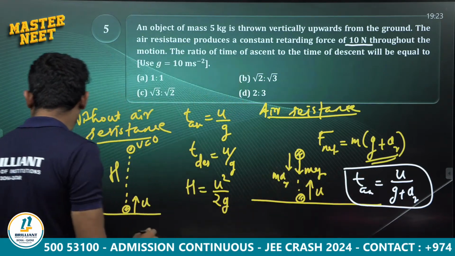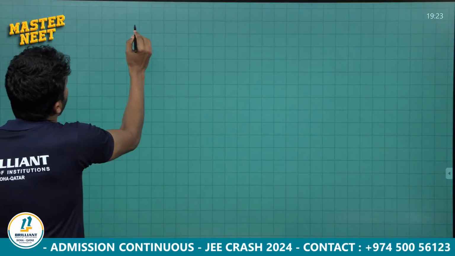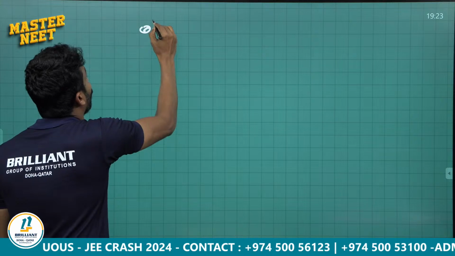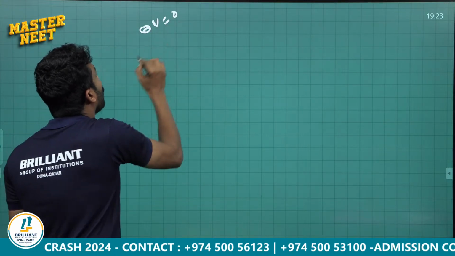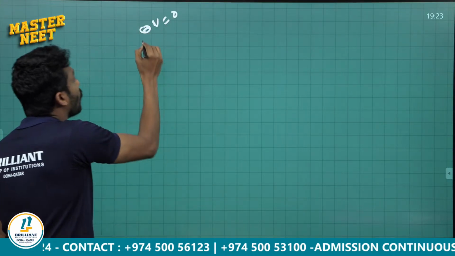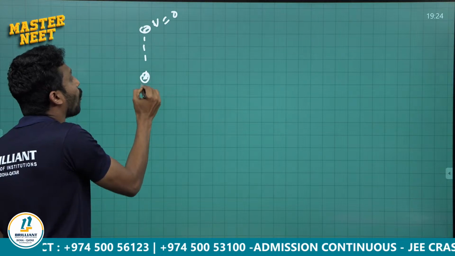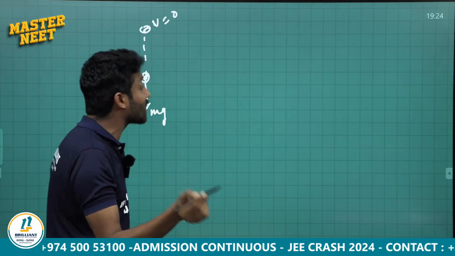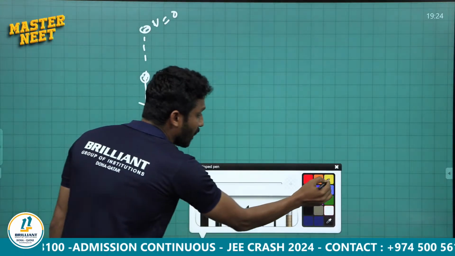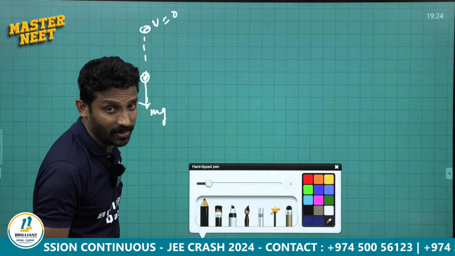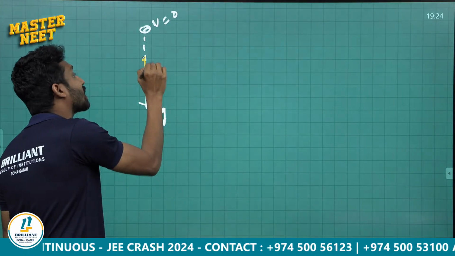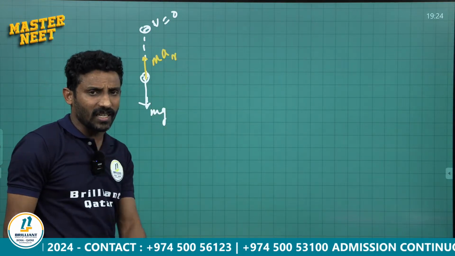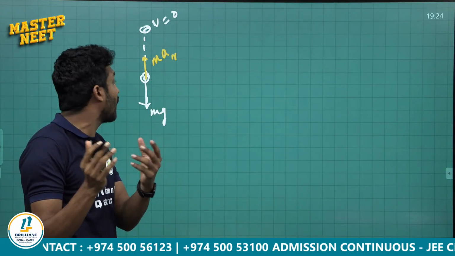And now what about the time of descent? Suppose this object is at the topmost point, where its velocity is 0. Now it is going to be descending. During its downward motion, consider this point. Here the force mg is acting. Now the air resistance is acting in the upward direction, because the resistance is always against the motion. It is m into ar. What is ar? It is the retardation due to air resistance. You understand like that? Okay.